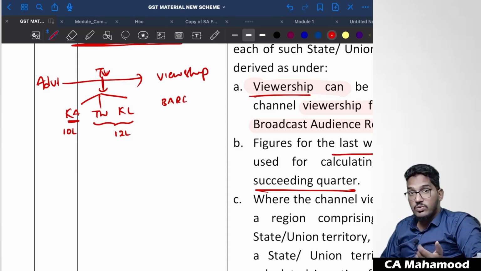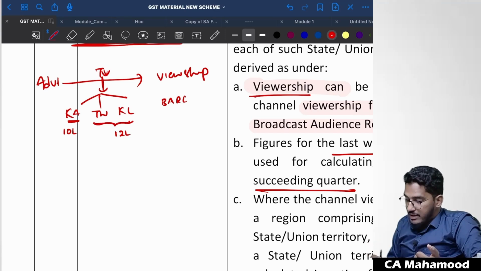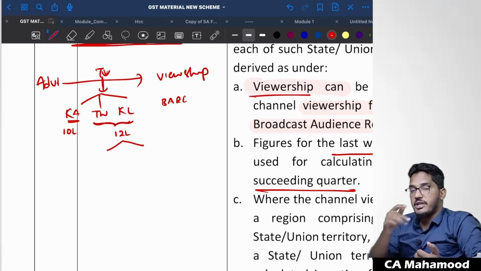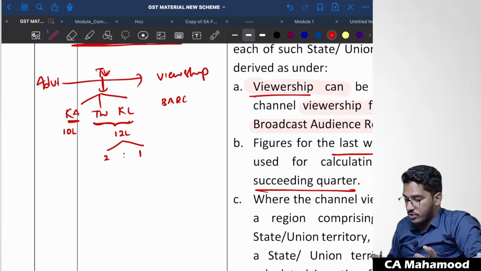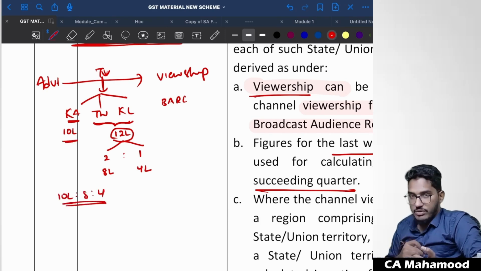So now what do I have to do? If you have collective viewership data, first you need to divide this viewership on the basis of population ratio. Sir, if the population ratio in Tamil Nadu and Kerala is 2:1, this viewership data, first you have to divide in the ratio of 2:1. So if I divide it, it will be 8 lakh viewers and 4 lakh viewers. Now the entire value, I have to divide in the ratio of 10:8:4. In this ratio, I have to divide it.